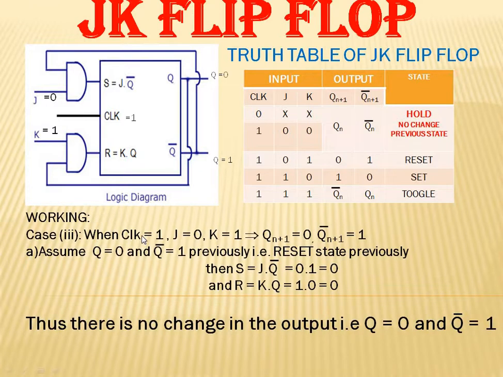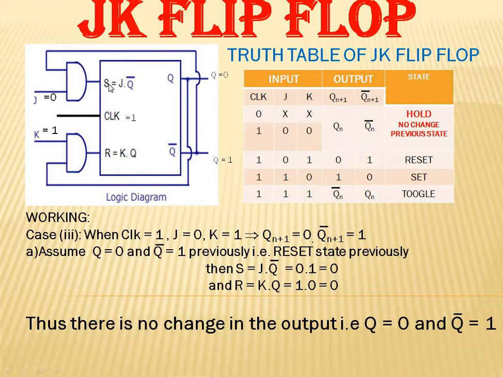Next, when clock is applied, J is 0 but K is 1. In this condition, let us take the previous state as a reset state and a set state. Then we will come to a conclusion about what is the final state of the JK flip-flop under this condition. In the first condition, let us assume the flip-flop is previously in reset state. That means Q is equal to 0, Q bar is equal to 1.